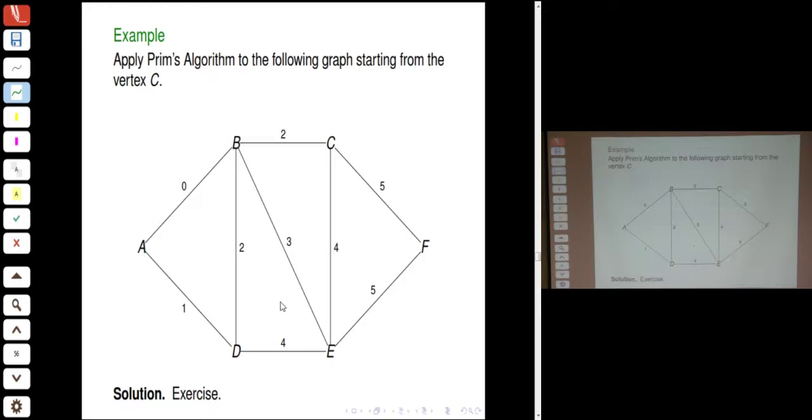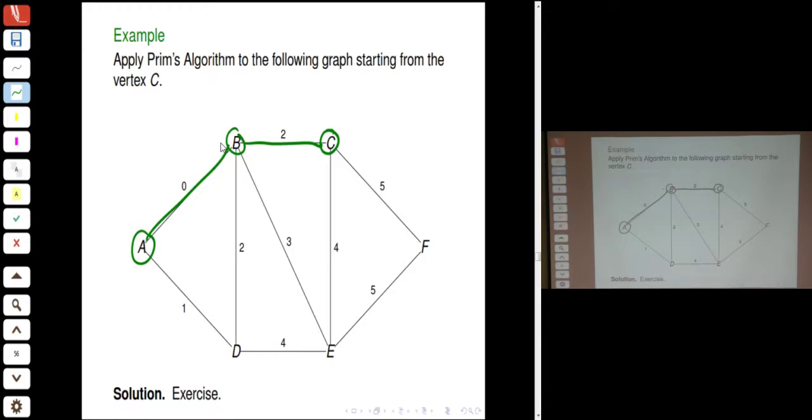Apply Prim's algorithm to the following graph, starting from vertex C. Hopefully my favorite color green is still here. Okay, so start from here. Several edges coming out. Choose the one with the minimum weight. No choice here, just this one. Now, among all the possible edges connecting to B and C, you look at the smallest one. 0, right? So we take this.